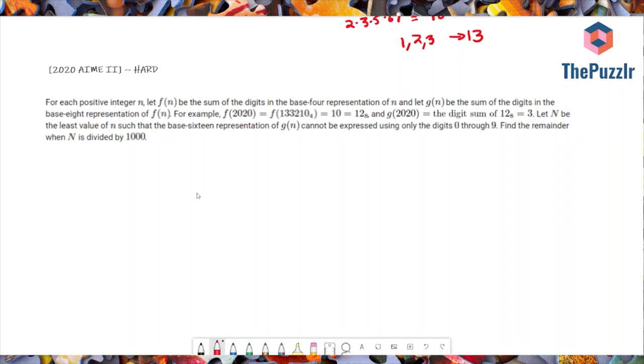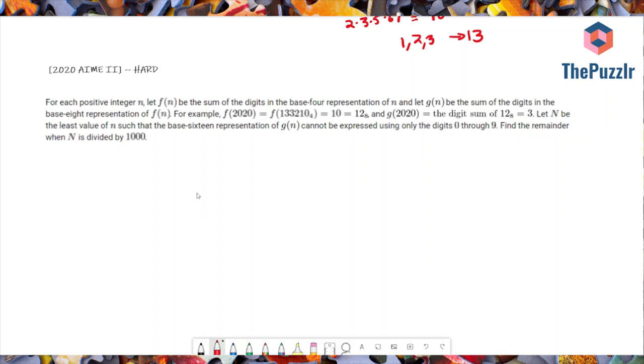For example, f of 2020 is equal to f of 133210 in base 4, which is equal to 10 in base 10, because if you just add up the digits, they're equal to 10, and that's equal to 12 in base 8. So that means that g of 2020 is equal to the digit sum of 12 in base 8, which is 3. So let n be the least value of n such that the base 16 representation of g of n cannot be expressed using only the digits 0 through 9. Find the remainder when n is divided by 1000.